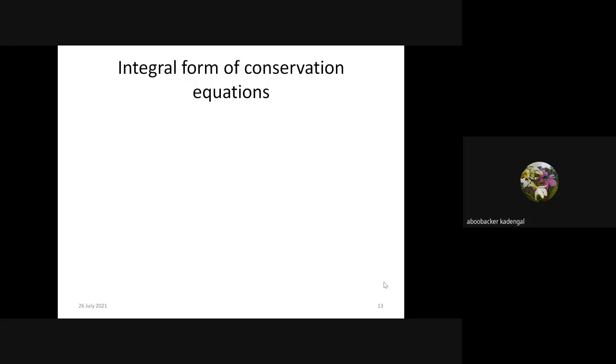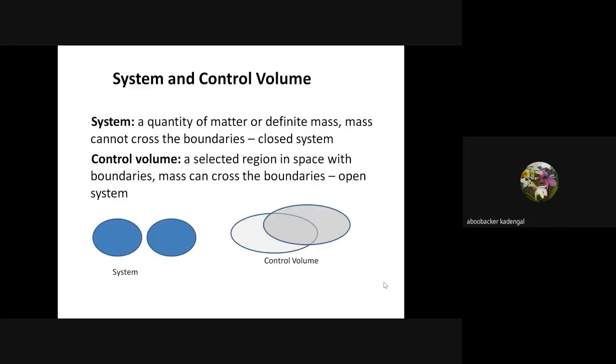Okay, then next to the conservation equations. We have physical systems, and some classes we have discussed. Using these conservation principles, we can get the mathematical model or set of equations. Those equations may be either in integral form or in differential form. In the previous slide, we talked about the system and the control volume.